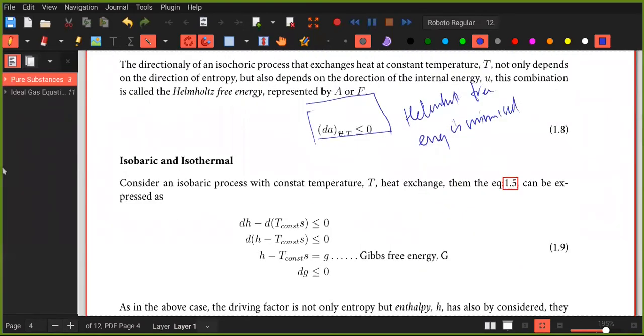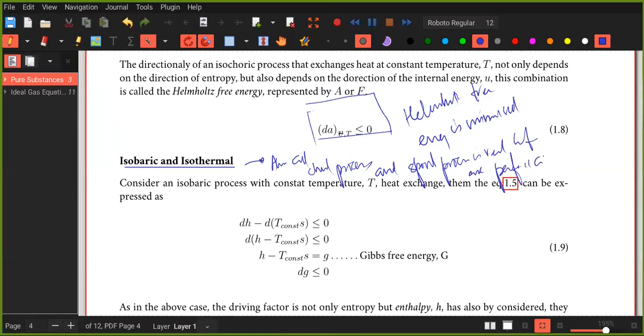This is also very significant because almost all chemical processes and spontaneous processes in real life are performed at constant pressure. Okay, so isobaric and isothermal is, although it's a special case, a much more generalized special case.